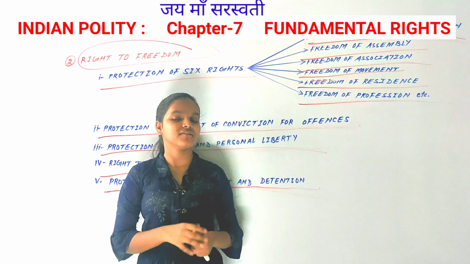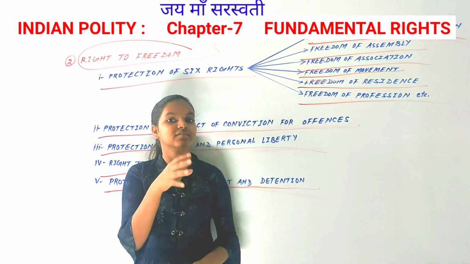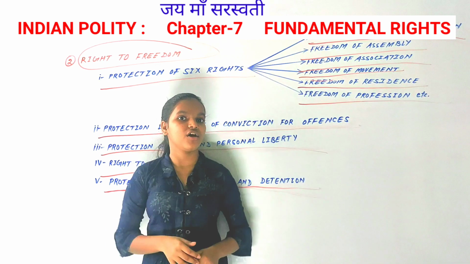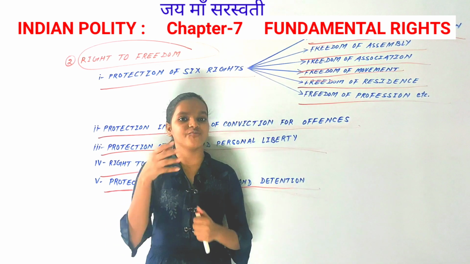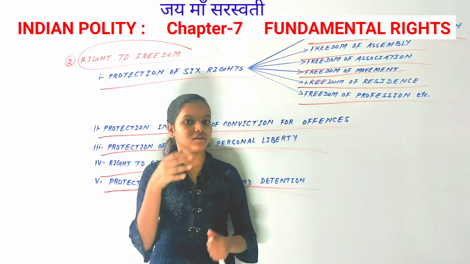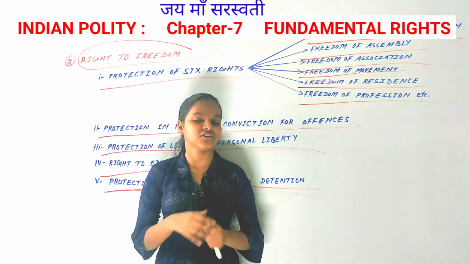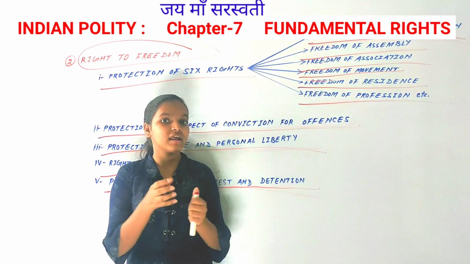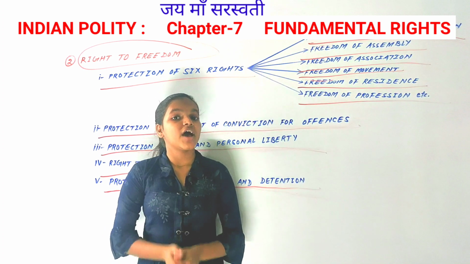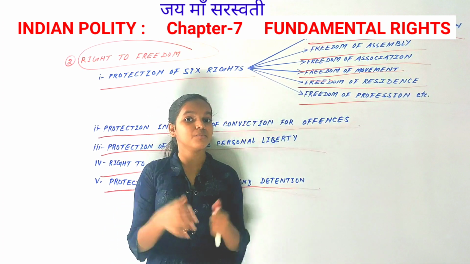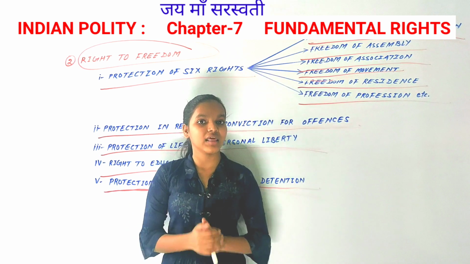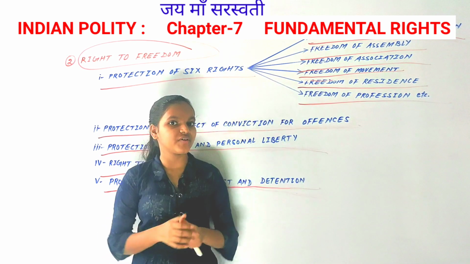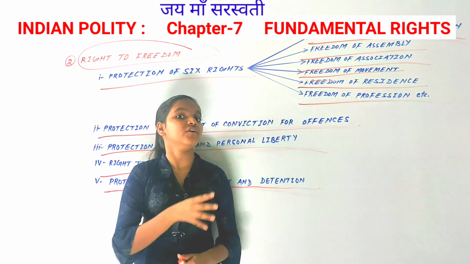If he is unable to hire a lawyer, then it is the responsibility of the magistrate or state, that is the court, to give him a legal practitioner, that is a lawyer, because it is the right under Article 22 that every person must be provided a legal practitioner in his defense. And this is about the ordinary laws.